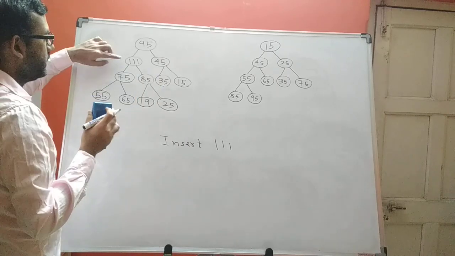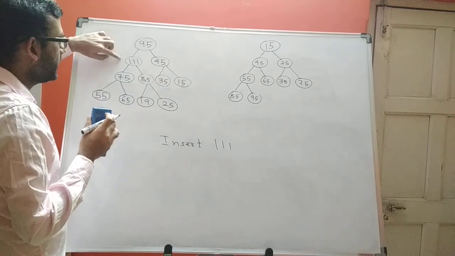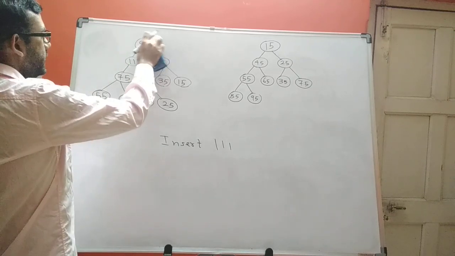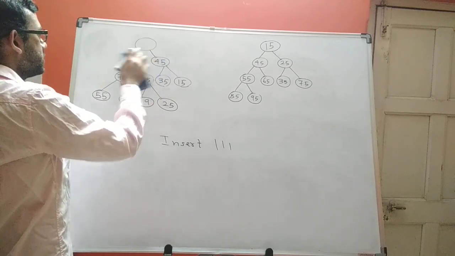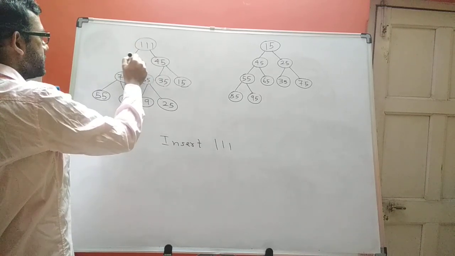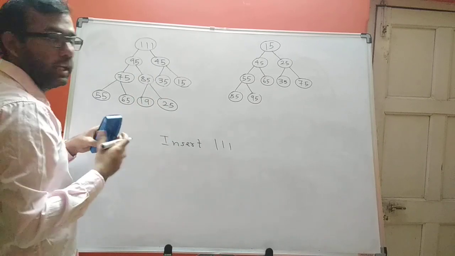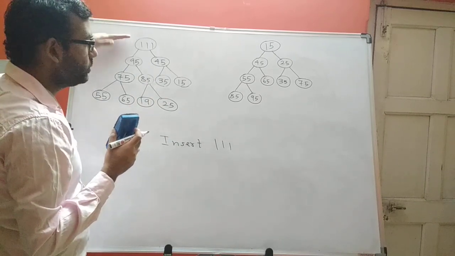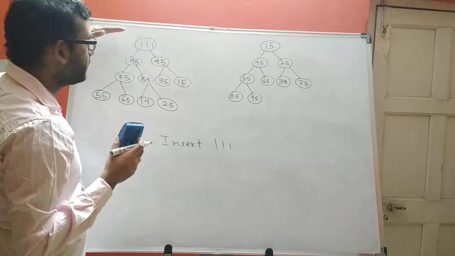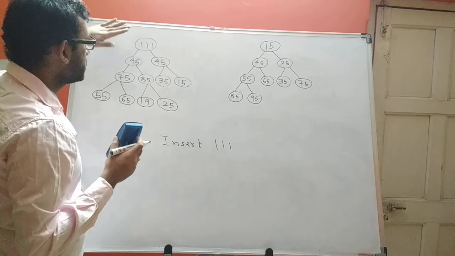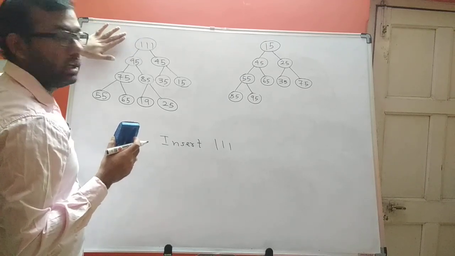Now again, I'll check 111 with 95. Is 95 greater than 111? No, it's not. So I need to swap it. The parent has to be greater than the child. That's the property of Max-Heap. So 111 comes here and 95 goes here. Now, can I go any step further up? No, because I've reached the root node. Since I've reached the root node, I cannot go any step up. So I'll stop my swapping operation here.